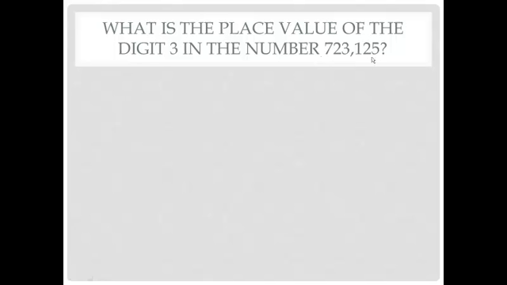Okay, what is the place value of the 3 in the number 723,125? Well, in your place value system, you have the ones, tens, hundreds, thousands, 10,000s, and then 100,000s there. So the 3 here is actually in the thousands place.